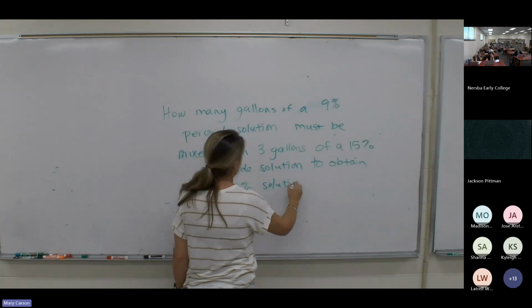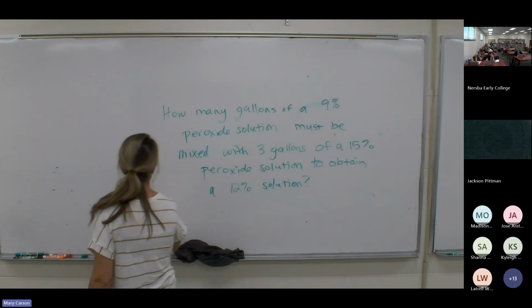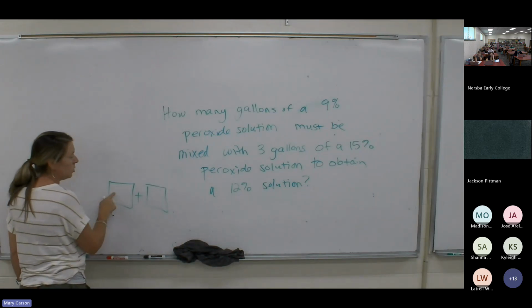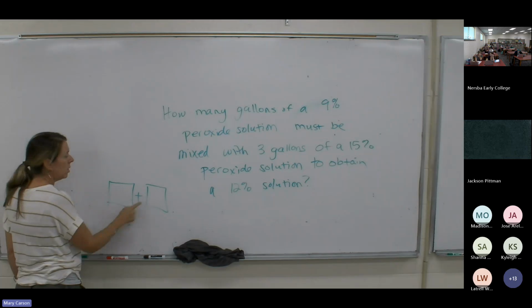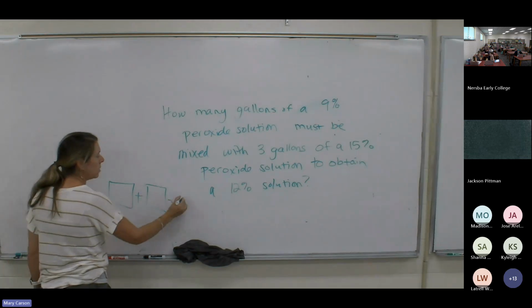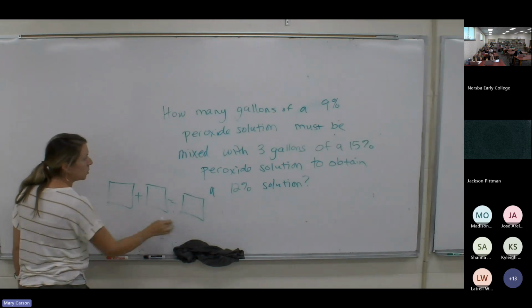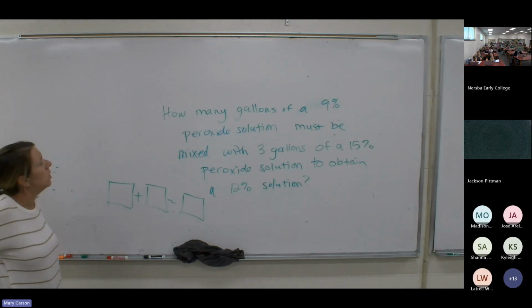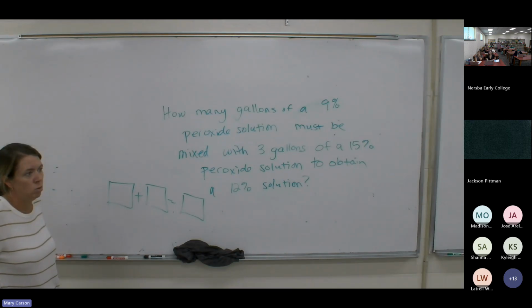Here's our mixture. I remember I told you guys we can use the bucket method where you add: this is what you start with times your percent, what you're mixing on, and then this is the total mixture times your percent. So how many gallons of a 9% peroxide solution must be mixed with 3 gallons of a 15% peroxide solution to obtain a 12% solution?